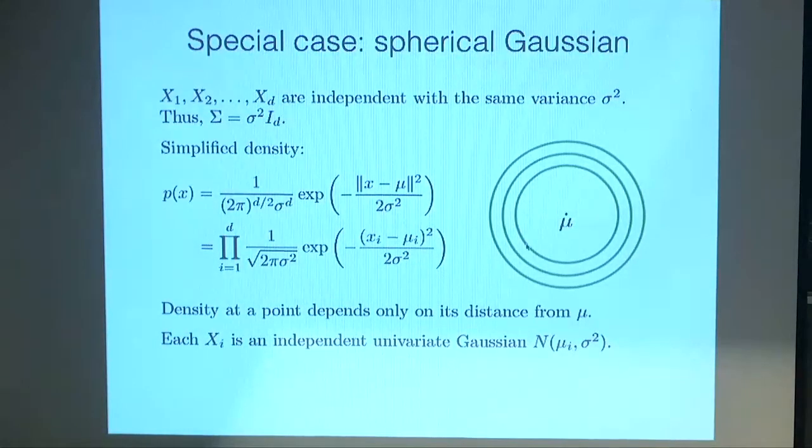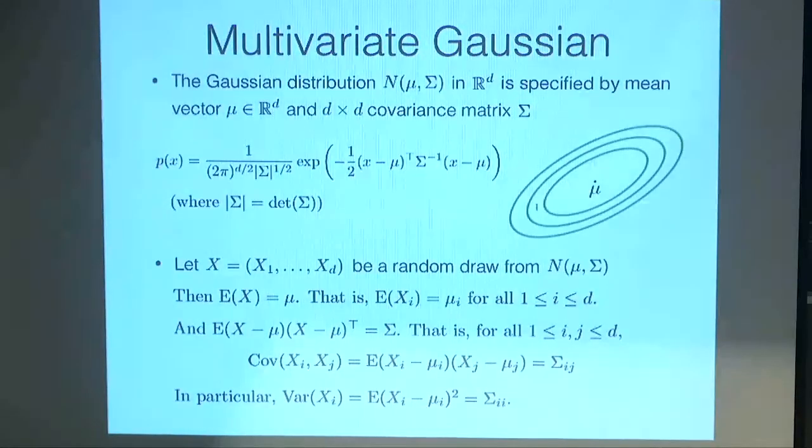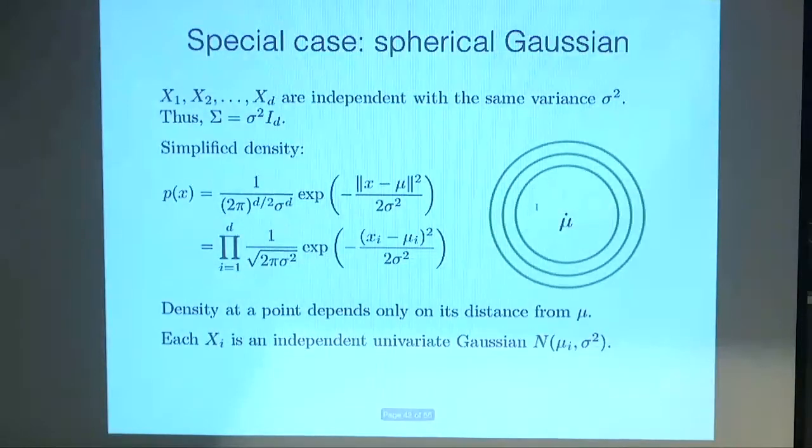We saw previously that it was an ellipse when we have a general structure. Now, when you know that all the variances are the same, it becomes a circle. And so the density at a point is only determined by how far away it is from the center.